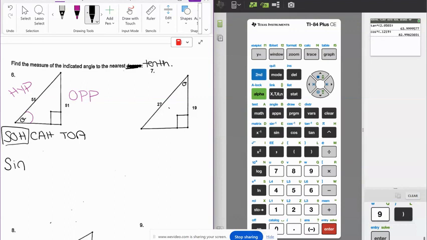Sine can't stand alone. What does it have to be? Sine of theta. Theta represents an unknown angle. That little O with a loop through it represents an unknown angle. So sine of theta is equal to the opposite, which is 51, over the hypotenuse, which is 55. Don't go ahead of me. Stay with me because I'm going to show you how to type it exactly into your calculator to get the right answer.